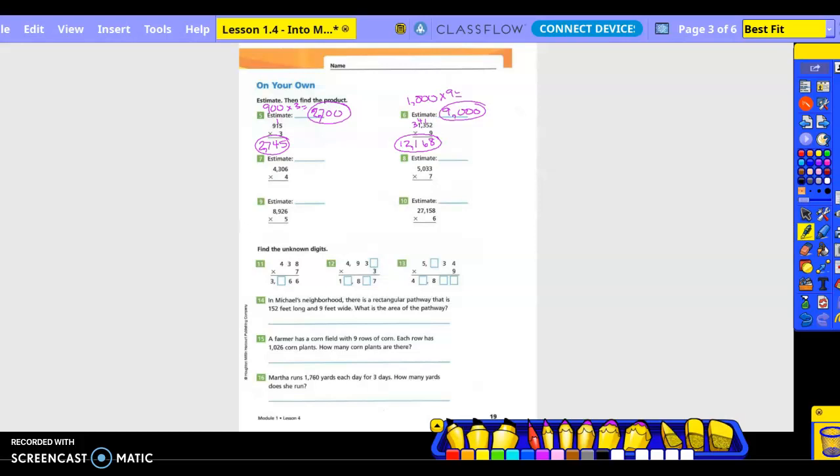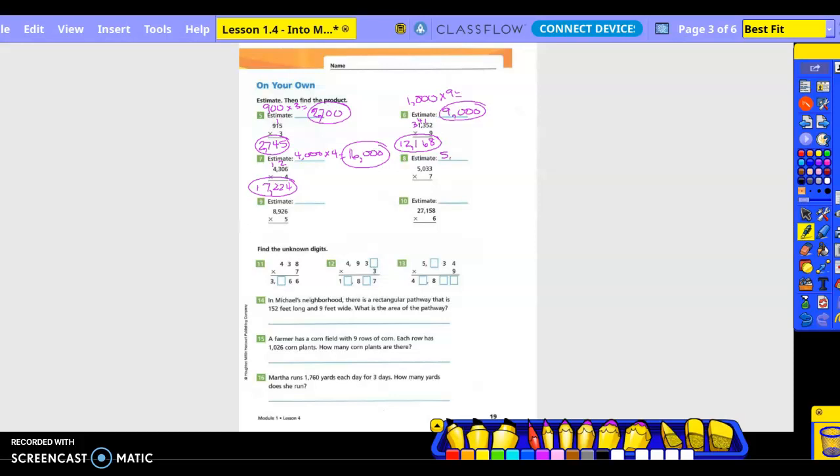Okay, so 4,306, 4,000 or 5,000? 4,000 times 4 equals 16,000. Okay, 4 times 6 is the 4, carry the 2. 4 times 0 is, plus 2 is, 4 times 3 is, carry the 1. 4 times 4 is, plus 1 is, so 17,224. Is that close to 16,000? Yes.